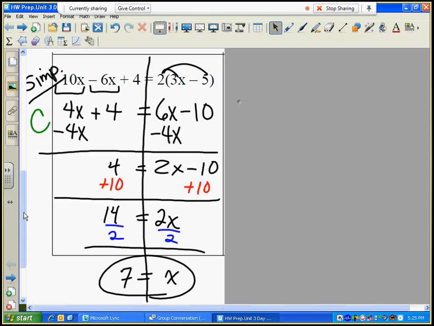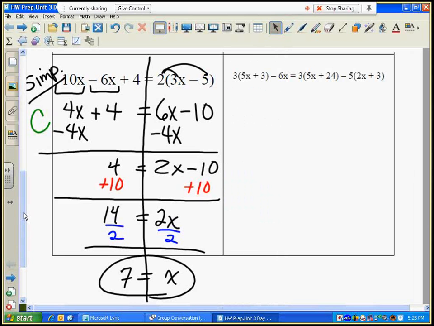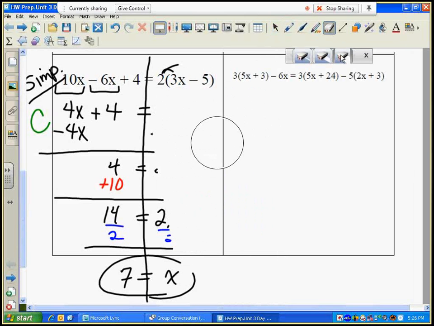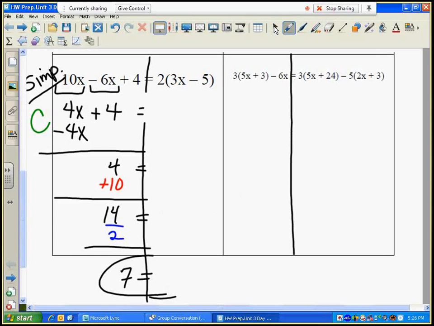Okay, one more. This might scare you a little bit, but it's okay. This is basically as difficult as I can make it. We got some stuff on the left that needs to be taken care of. We got some stuff on the right that needs to be taken care of because each one of these guys are not simplified. I might need a little bit extra room over here on the left. No sweat. Let's ignore that right side and just take care of the left side of the equation by simplifying.